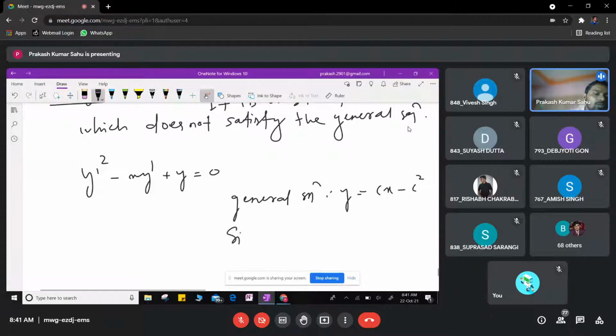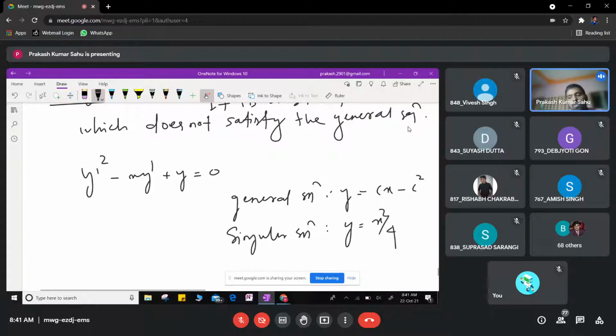But there is also a singular solution. The singular solution is what? This y is equal to x square by 4. So here you see this x square by 4 does not come from the general solution. Okay, these two solutions are totally different. So a singular solution normally occurs in the nonlinear case, because in the nonlinear case the solutions are in infinite form.